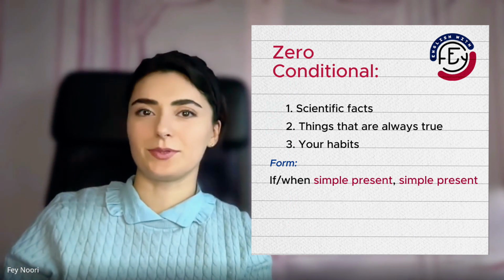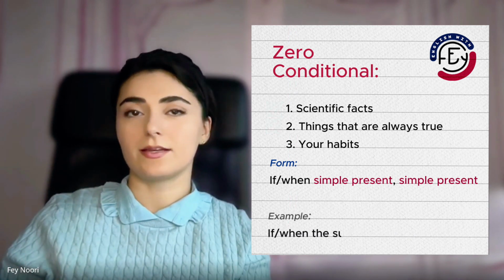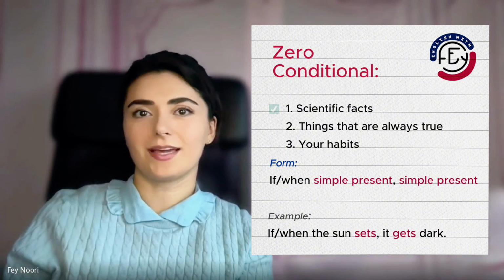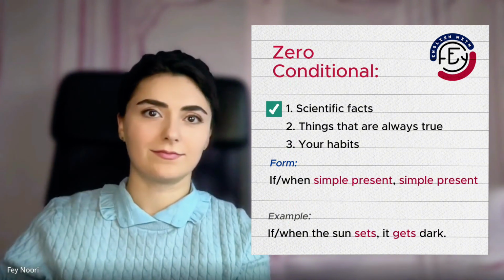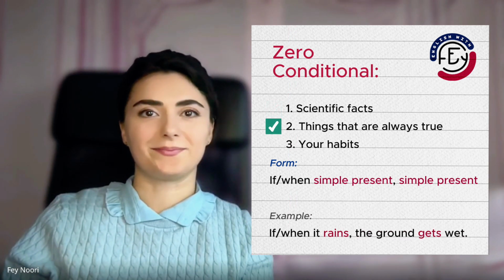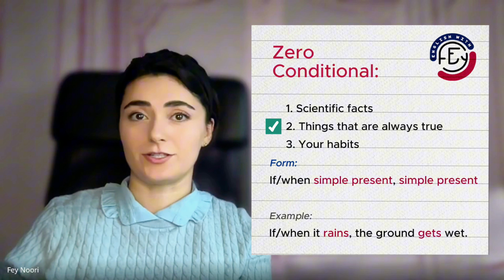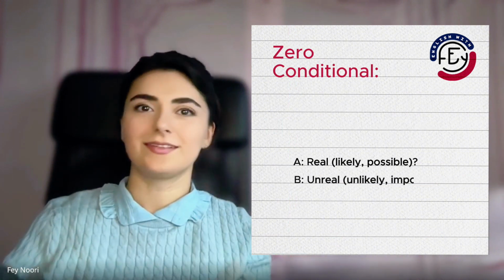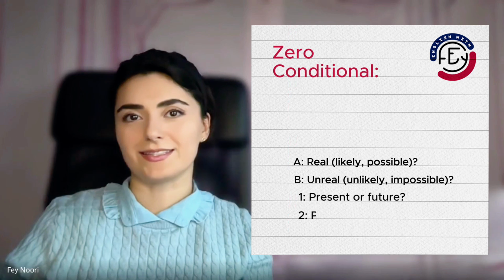Let's see another example. If the sun sets, it gets dark, or when the sun sets, it gets dark. Again, this shows a scientific fact, something that will always happen. If it rains, the ground gets wet. Now, let's ask those two questions. Do you remember them? Real or unreal, about the present or the past?